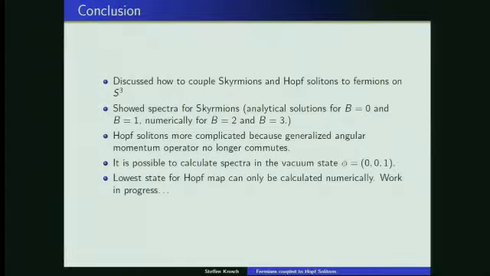And well, this is my conclusion. I've discussed how to couple Skyrmions and Hopf Solitons to Fermions on the 3-sphere, and we showed the spectra, and they had this nice flow. Hopf Solitons are just more complicated. Some things generalize, but others don't. It's possible to calculate the spectra in the vacuum state, and there's some hope that you can write this down explicitly. But the lowest state for the Hopf map is more complicated. Good, so I stop here. Thank you very much.